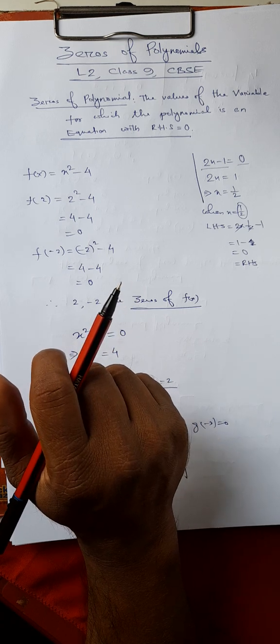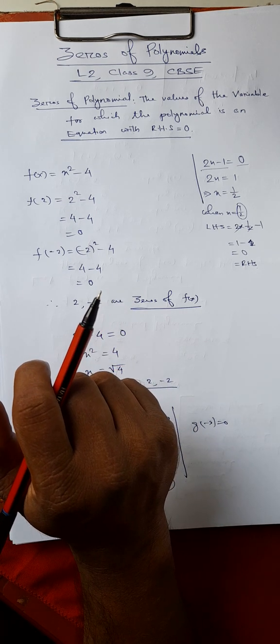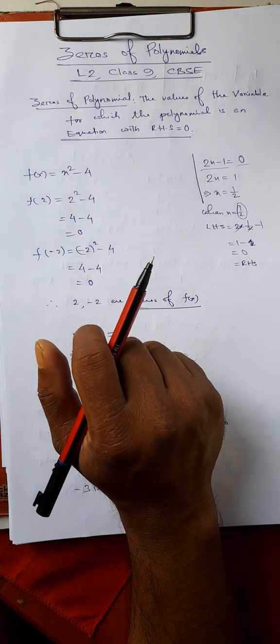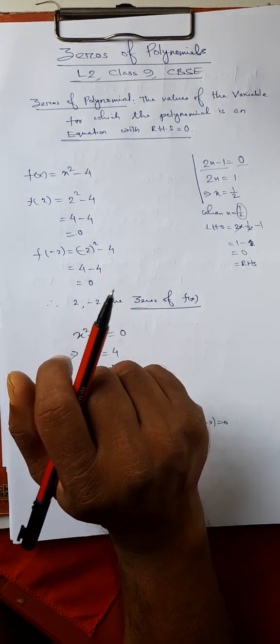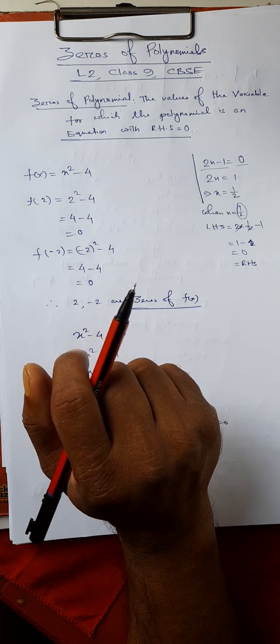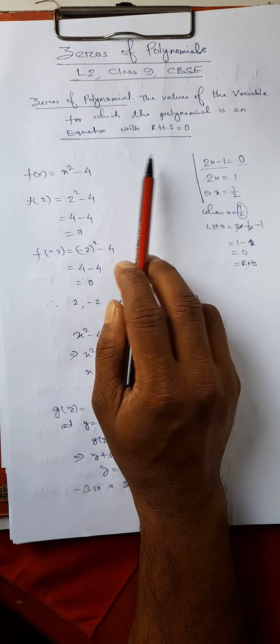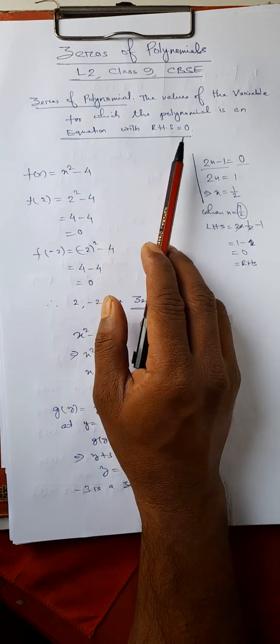We are discussing here zeros of the polynomials. This is lesson 2 of class 9 CBSE curriculum. Now zeros of the polynomial means the value of the variable for which the polynomial becomes 0. The values of the variable for which the polynomial is an equation with right hand side 0.